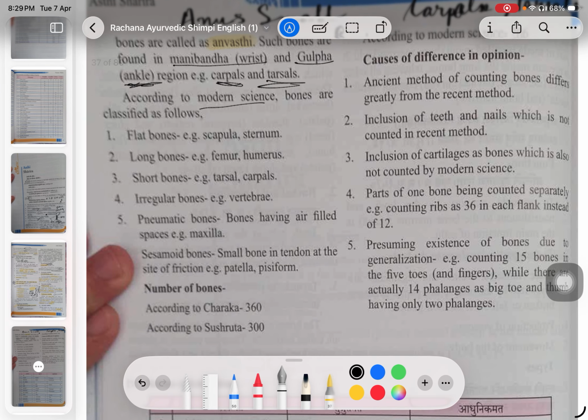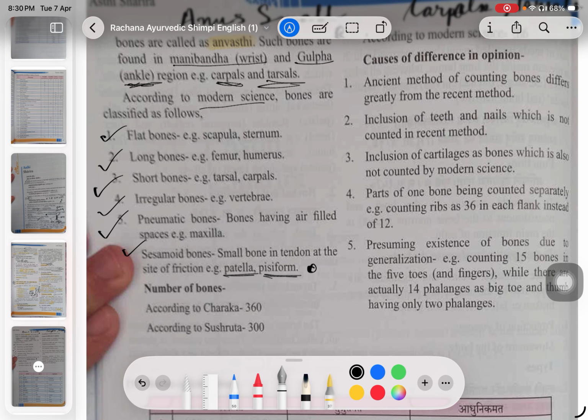So according to modern science also, they have given the division: flat bones like scapula and sternum, long bones, femur, humerus, short bones, tarsals, carpals, irregular bones, vertebrae, pneumatic bones, which are light, having air-filled spaces, example maxilla. Then we have sesamoid bones, which are small bones in tendons at the site of friction, example patella, and the pisiform bone, the pea-sized bone of the carpals.